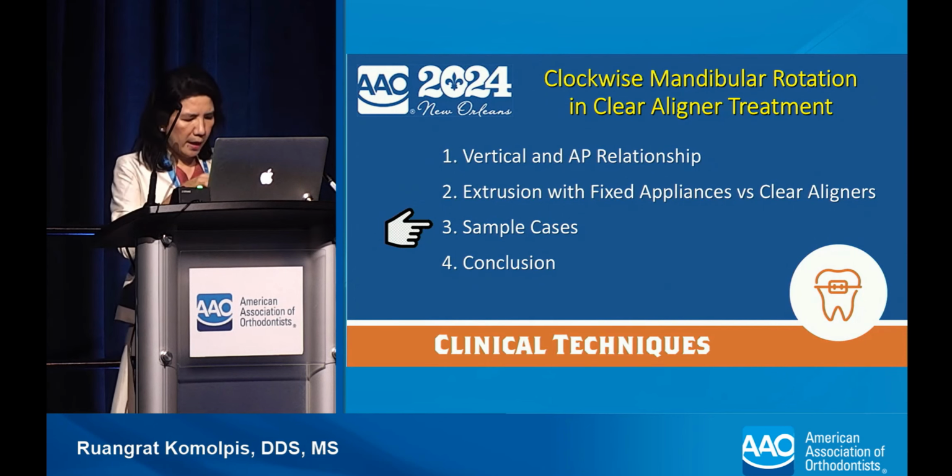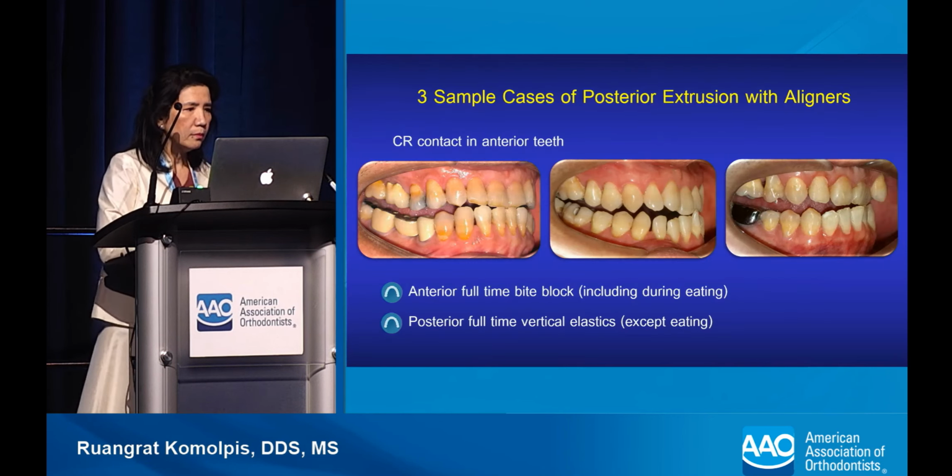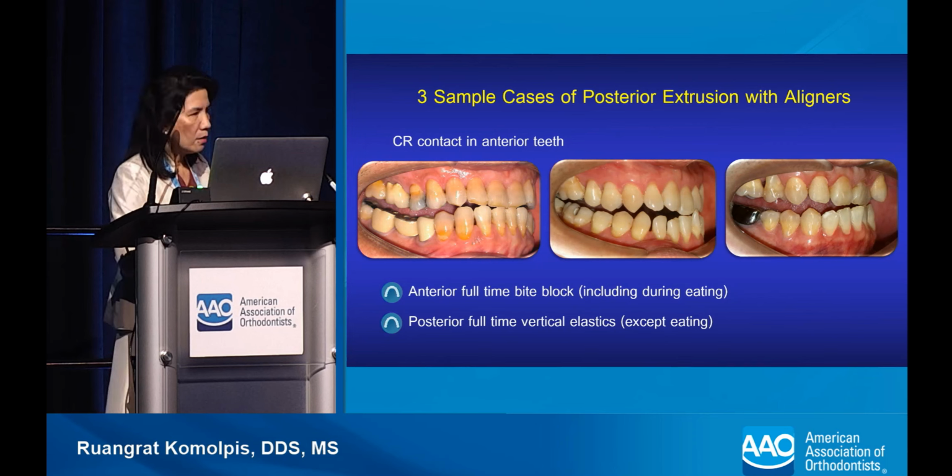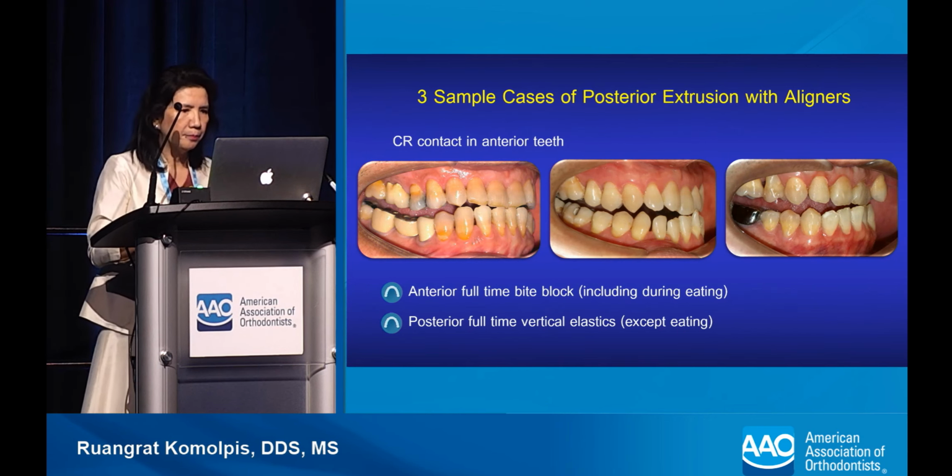And these are sample cases that I'm going to show you. We have 3 cases with bite in centric relation that they have anterior interference with posterior open bite. I'm going to use anterior full-time bite block, including eating, and they're going to wear posterior full-time vertical elastic, except eating.